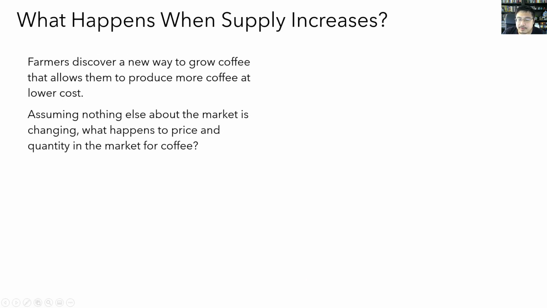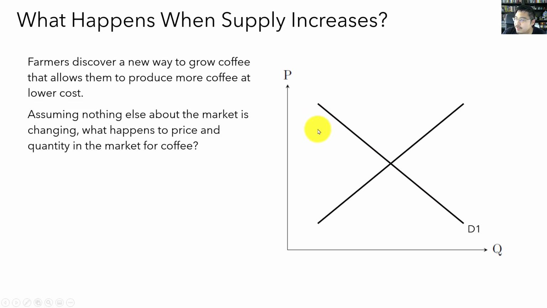All right, so far we've only really talked about what happens when demand curves change. And so now let's talk about what happens when supply curves change. The method that we approach this from is really going to be the same, so it's equally easy and straightforward. So here's an example. Let's say farmers one day discover a new way to grow coffee that allows them to produce more coffee and at lower cost. Assuming that nothing else about the market is changing, what does this do to price and quantity in the market for coffee?